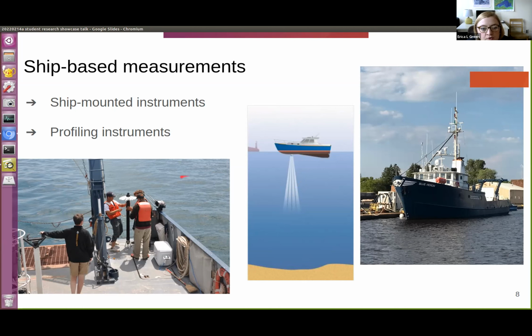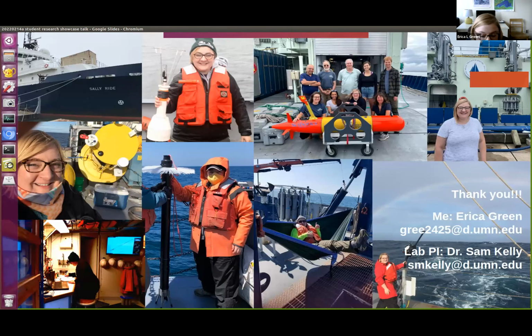And then we also use profiling instruments. So here we've got our turbulence profiler that we use a powered winch to drop off the back and pick it back up, and can in almost real time measure the highly resolved temperature and shear stress in the water column that allows us to estimate turbulence. And so that's really quick what I do and how I do it. So thank you.